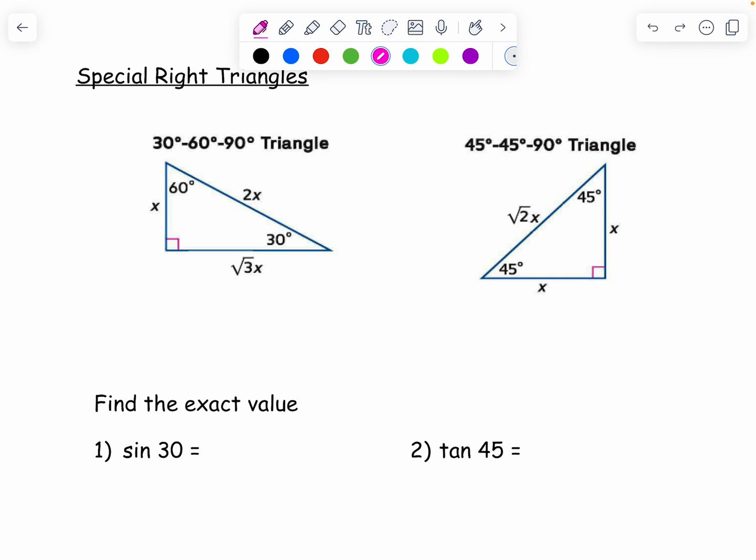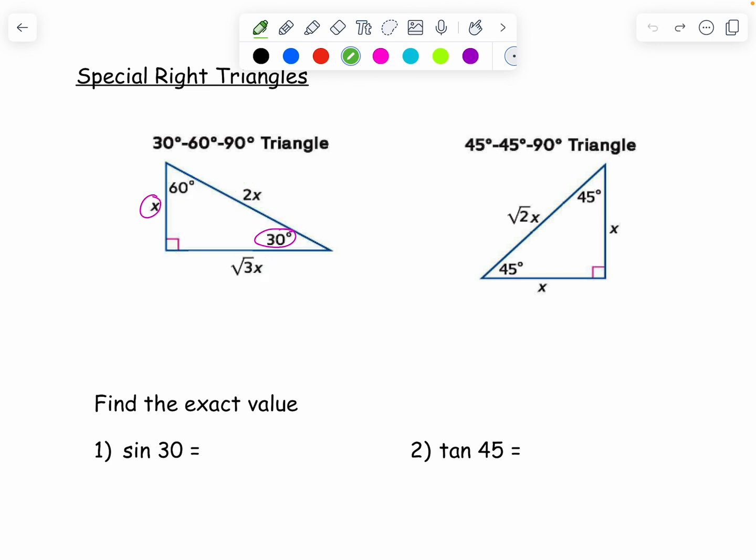For this one, we have 3 different angles, therefore we have 3 different sides. We have 30 degrees is our smallest angle, so across from that is our smallest side. Then 60 degrees is going to be the medium angle, the one in the middle, and so across from that is going to be the medium or the middle side. And then we have our right angle, and so across from the right angle is going to be the longest side. So across from the biggest angle is the biggest side.